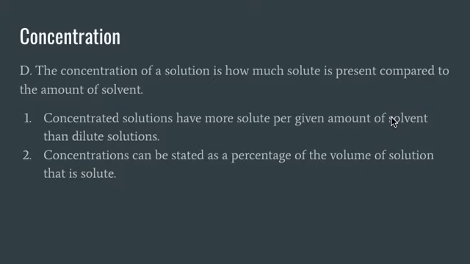The concentration of a solution tells you how much solute is present compared to the amount of solvent. You can give a simple description of a solute's concentration by calling it either concentrated or dilute. These terms are used when comparing the concentrations of two solutions with the same type of solute and solvent. A concentrated solution has more solute per given amount of solvent than a dilute solution.